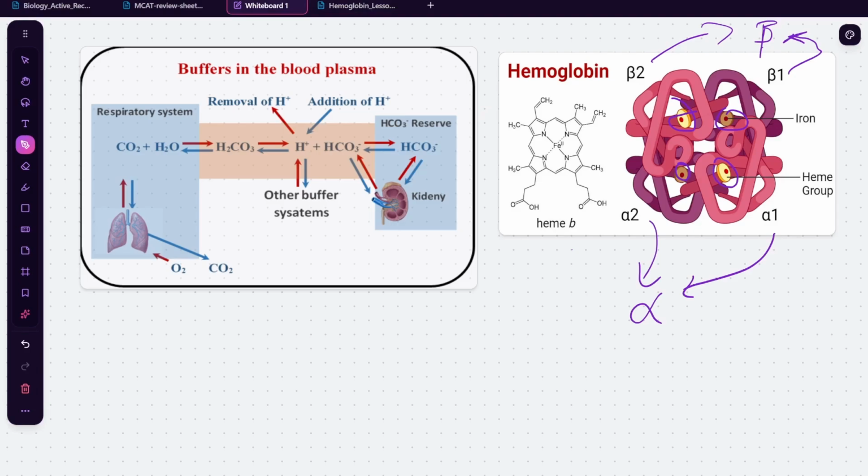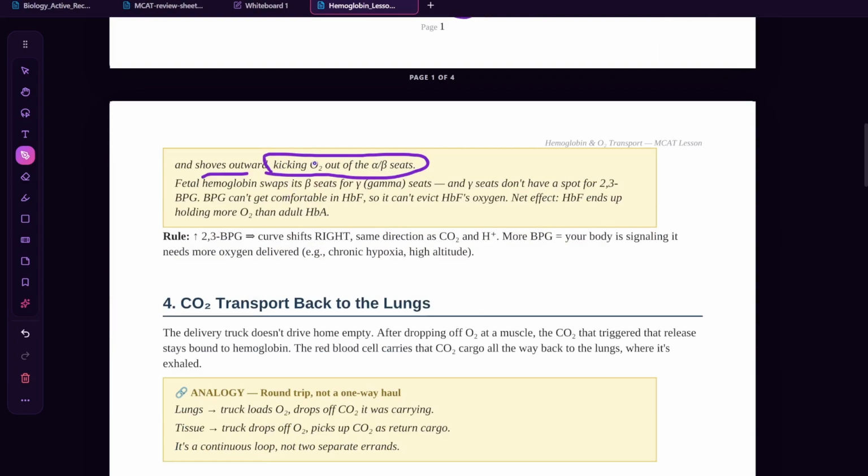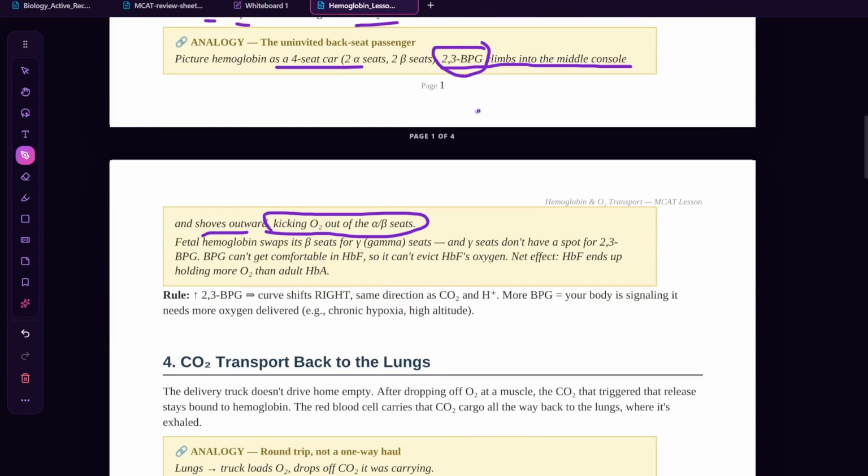I just want to show this diagram. So you can think of 2,3-BPG as a little molecule, right? And so what it's doing is that if it goes in here, it can shove out, kicking O2 out of the alpha beta seats, right? If it climbs in the middle. So then fetal hemoglobin swaps. For fetuses, their hemoglobin swaps its beta seats for gamma seats, and gamma seats don't have a spot for 2,3-BPG. So what does that mean?